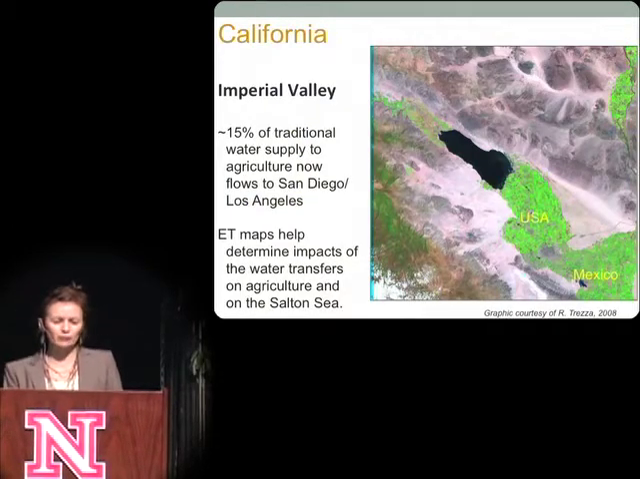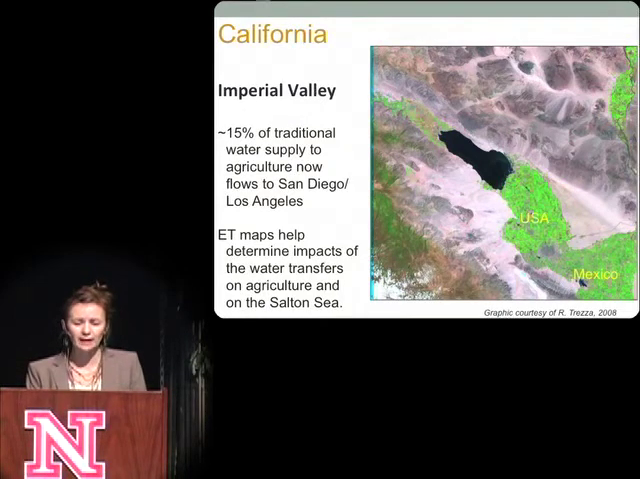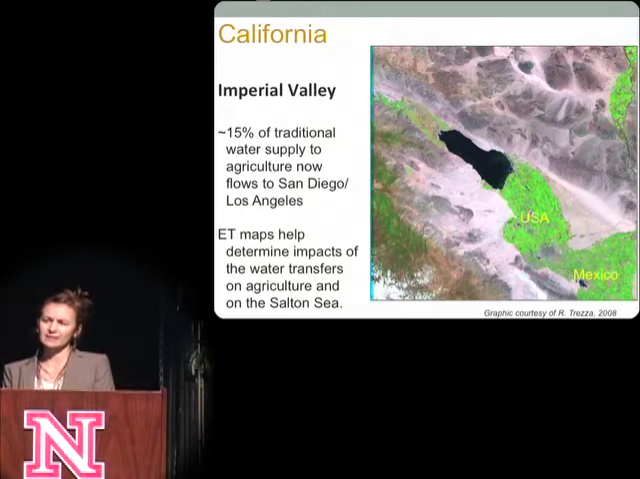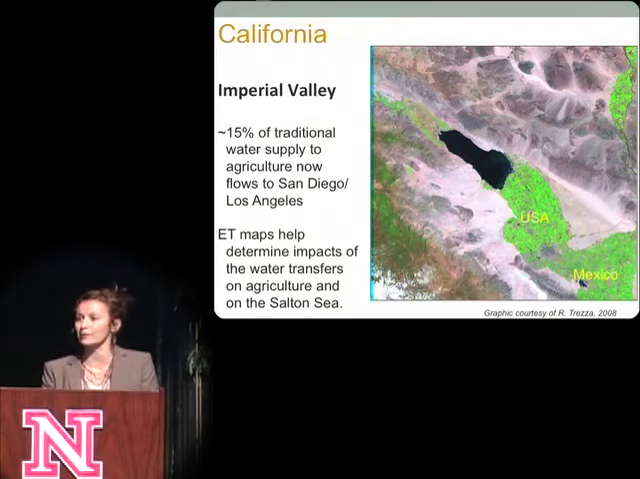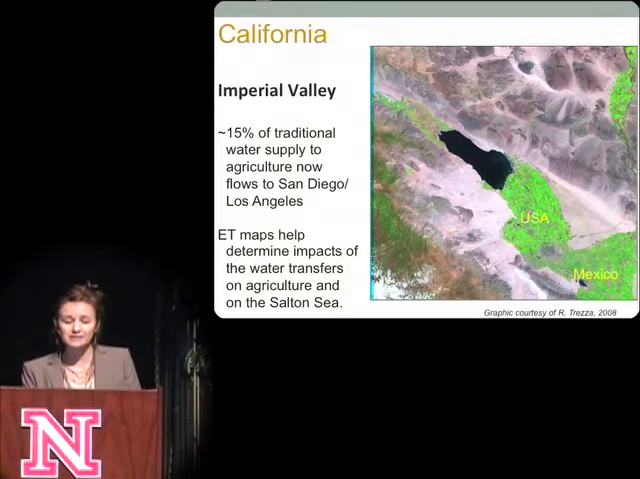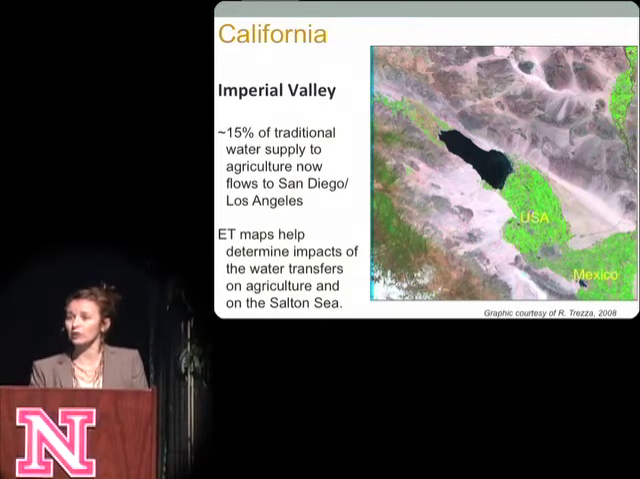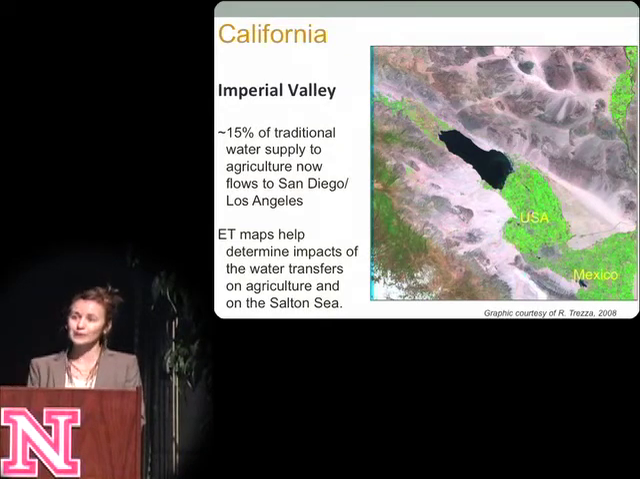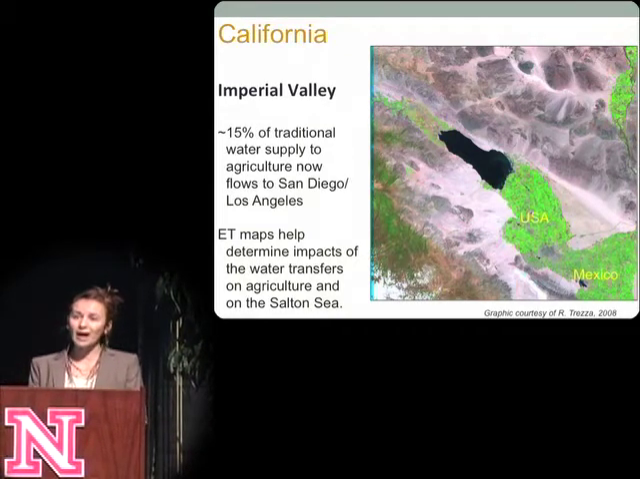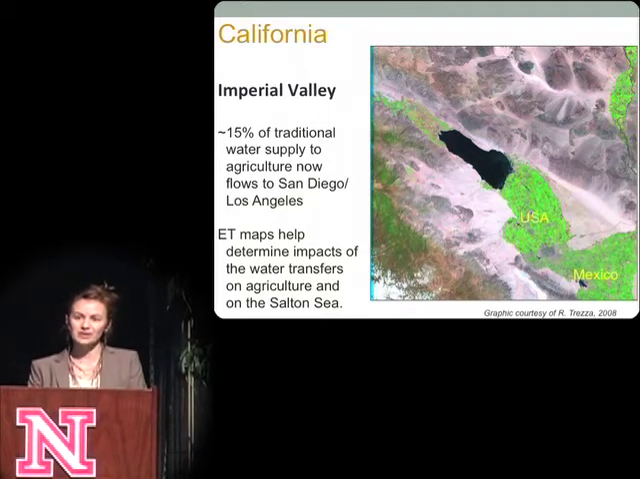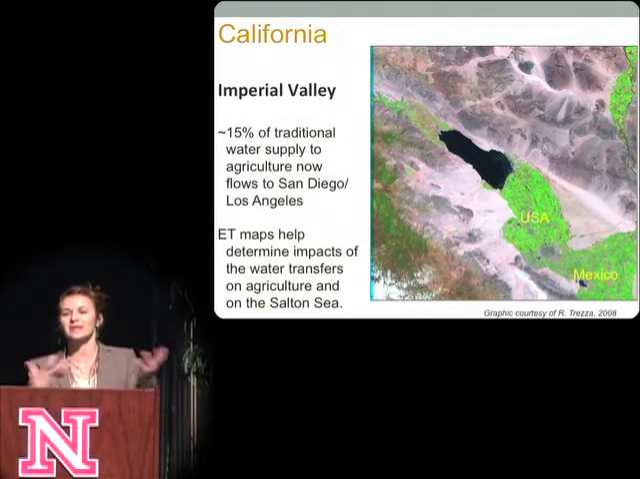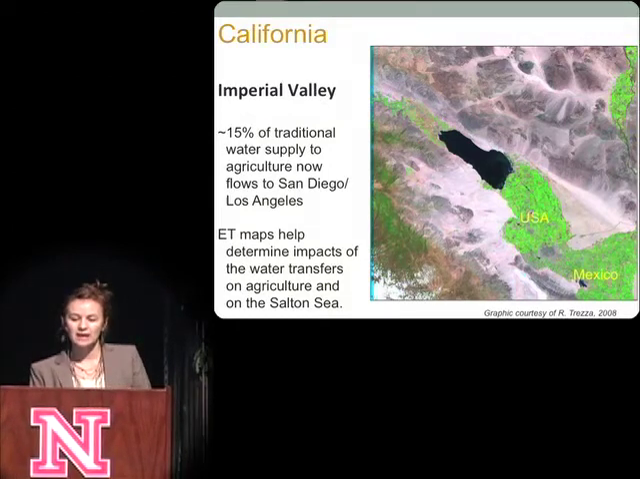In Imperial Valley, California, in the last, I'll say, 10 to 15 years, 15% of the water supply from agriculture is being transferred to San Diego and Los Angeles to support the city. They need more water. The city is growing and growing, so they're paying farmers to irrigate less so that they can bring more water to the cities. And here's the Imperial Valley.